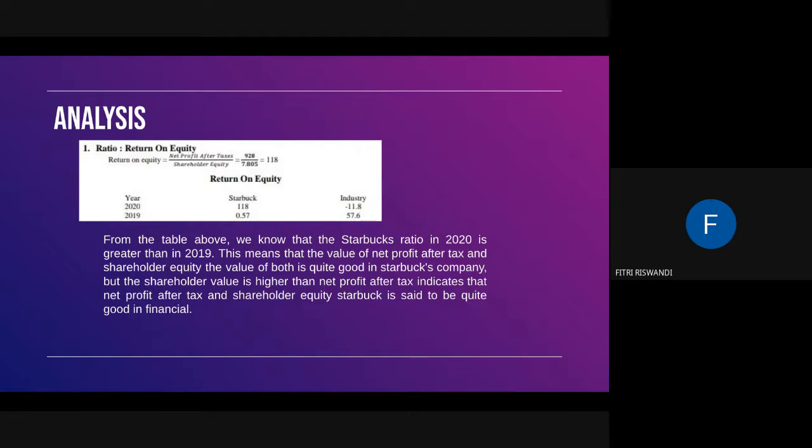From the table above, we know that the Starbucks ratio in 2020 is greater than in 2019. This means that the values of net profit after tax and shareholder equity are both quite good in the Starbucks company. But the shareholder equity value is higher than net profit after tax, which indicates that Starbucks is said to be quite good financially.